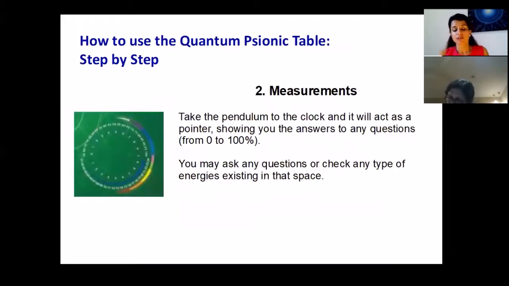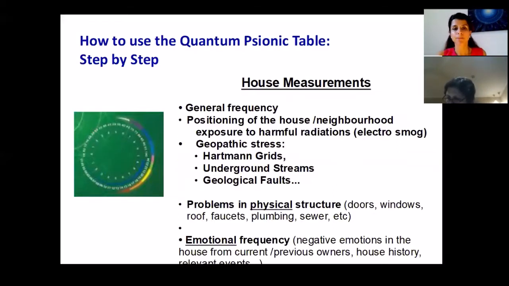The second part, then, once we are connected, is like you're connecting to the house. You are expanding your consciousness to embrace this house, and then you can do measurements using the clock. So you'll take your pendulum to the clock and you can ask questions, and then it will answer any questions. So normally we ask in terms of percentage, but you can also ask in terms of quantity, okay? So let's look at what type of measurements that we can check on this board. So let's look at the house in general. So what is the general frequency of this house, of this space? From 0 to 100, what is it at the moment?